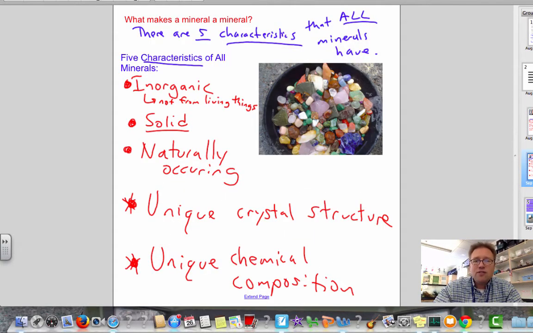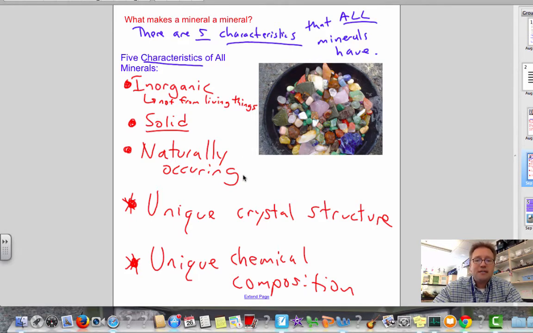All right, so first going into minerals. There are 5 characteristics that all minerals have. All minerals have these 5 things. They are inorganic. They don't come from living things. They come from non-living things. They are solid. You have to be solid to be a mineral. They have to occur naturally in nature. You can't make them in a laboratory.